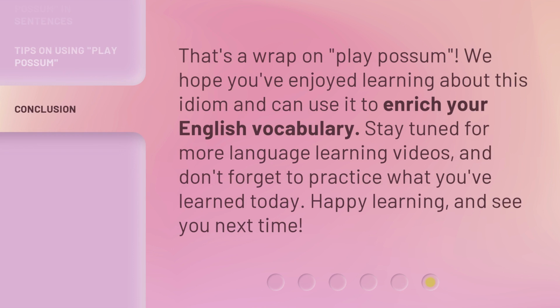That's a wrap on play possum. We hope you've enjoyed learning about this idiom and can use it to enrich your English vocabulary.